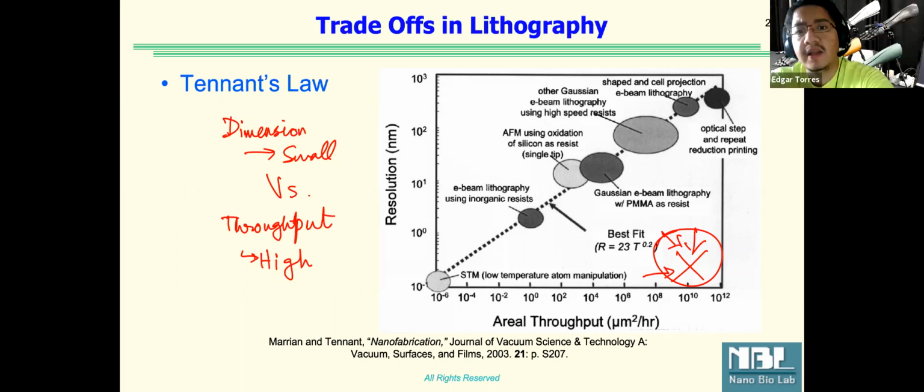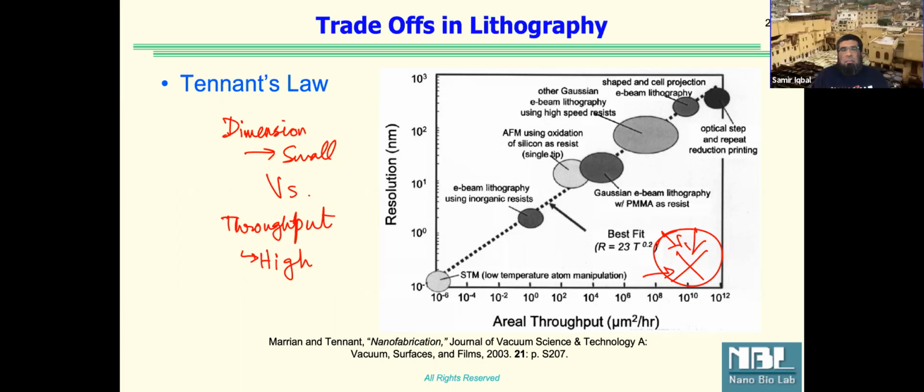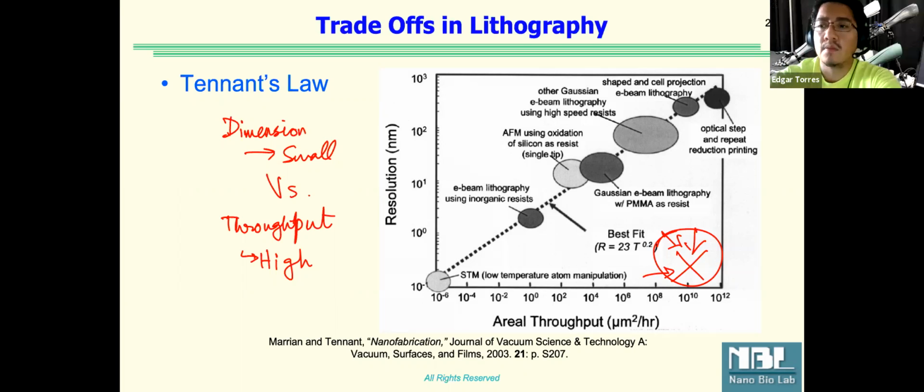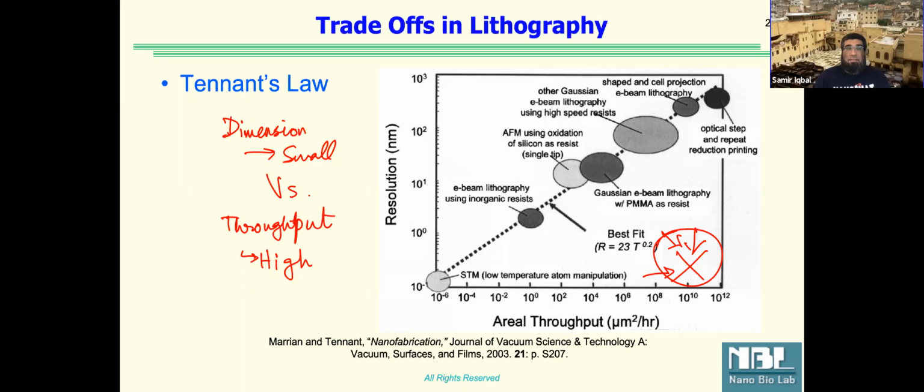Being on the right side would mean that you have much larger throughput, meaning you could essentially make more at the same time. Being at the lower end means you have higher resolution, but essentially more precision. Resolution is basically minimum feature size. So you can make smaller features while you maintain high throughput. That's the goal. That's the wish list.